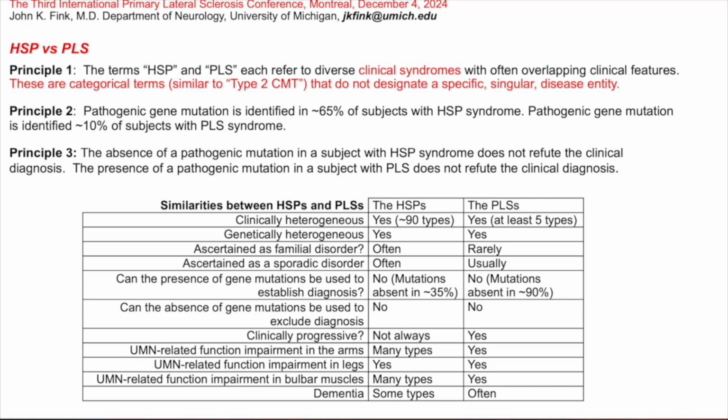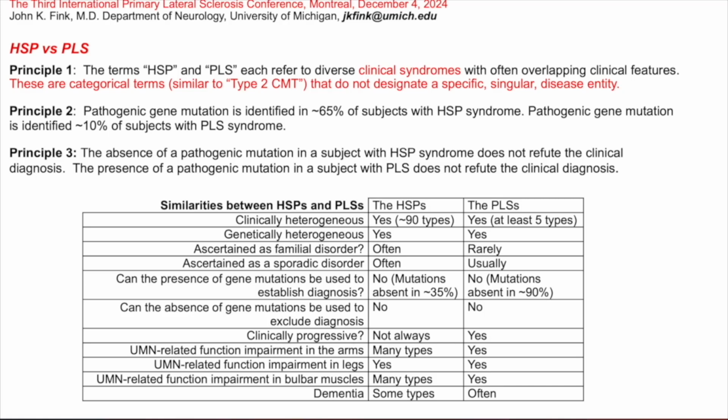Now, second principle: gene mutations are not always identified in HSP. They're negative in at least 35%, sometimes more depending on the series. So a negative gene test in a person with suspected HSP does not exclude HSP. Conversely, gene mutations are occasionally, not very often, but occasionally identified in people that have the clinical syndrome of PLS. So finding a mutation in a person that looks like they have primary lateral sclerosis does not reclassify the disorder.